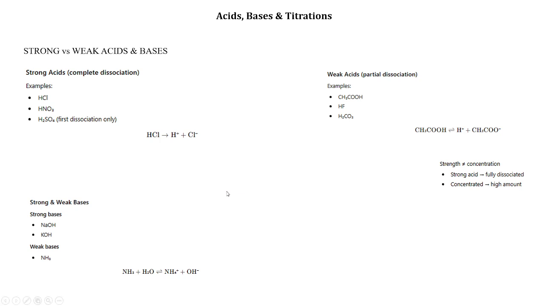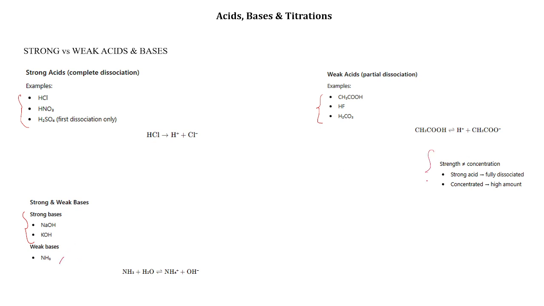And when we talk about strong and weak acids and bases, strong means complete dissociation. These are the strong acids, strong bases, and weak acids or bases when the dissociation is partial, it is not complete, like ionization is not complete, it's not 100%. Okay, and here are the examples of these: acetic acid, HF and H2CO3, and weak bases like ammonia.